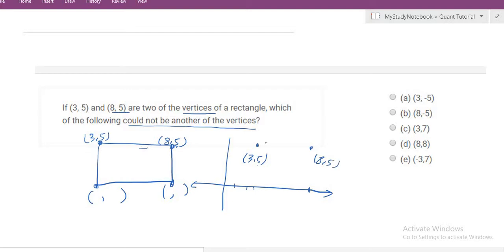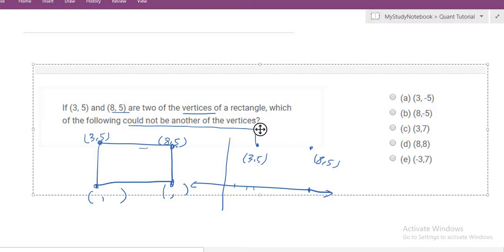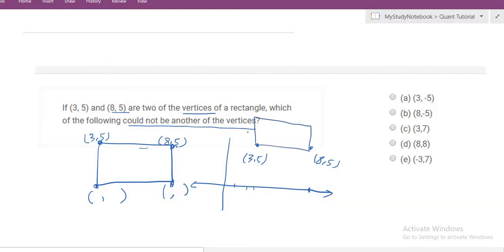The other vertices of the rectangle could be upward like this, in which case it's in the positive y direction, or it could be downward. This is not drawn to scale, but I'm just trying to show you how the other vertices could lie in the negative direction of y. So depending on where the other vertices are, the y could be positive or negative, but from here we can see that the x position is always fixed.